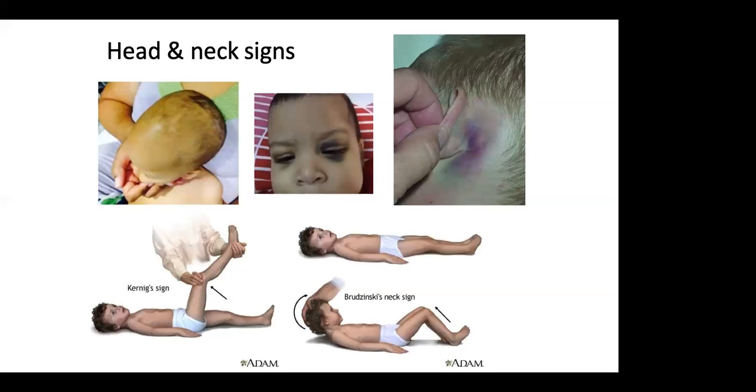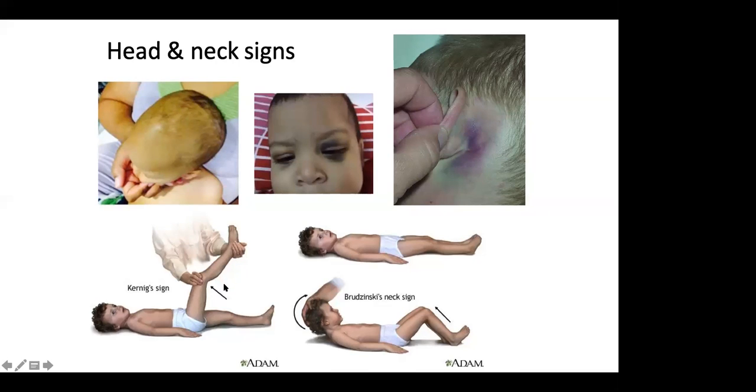Okay, the first picture is bulging fontanelle seen in raised ICP. The second picture is a raccoon eye. The third picture is Battle sign, which is the bruises behind the ear, seen in basal skull fracture. And the first picture below is the Kernig sign, in which the patient is unable to straighten the leg when the hip is flexed at 90 degrees due to hamstring stiffness and pain. This is seen in meningitis.